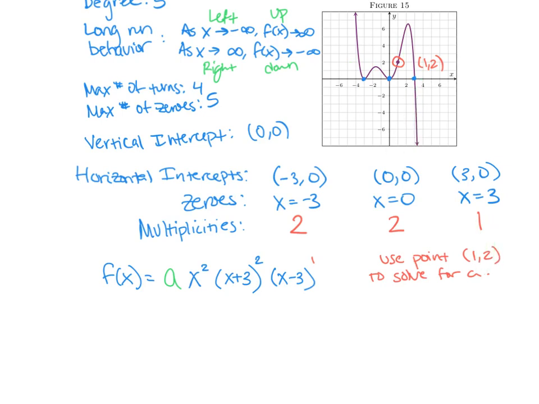Let's plug 2 in for our y value, and 1 in for our x value. And let's see what we get.